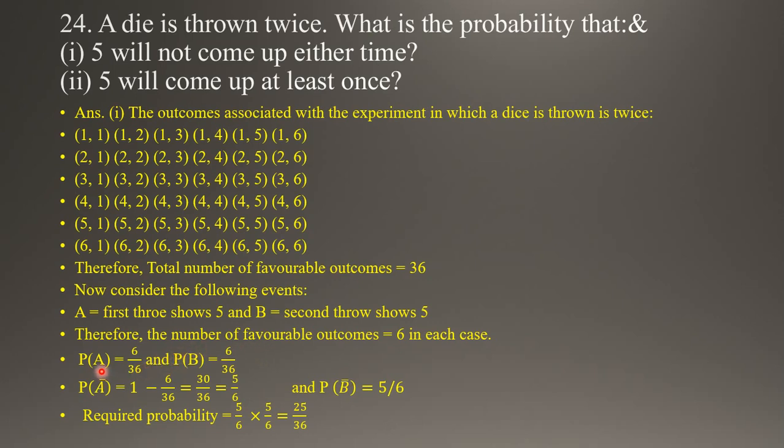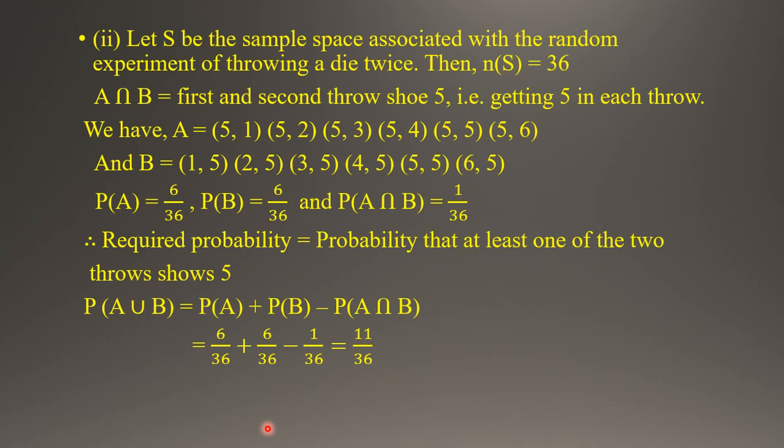Therefore, the probability P of A is 6 upon 36, P of B is 6 upon 36. Now P of not A is 1 minus P of A, which is 1 minus 6 upon 36, 30 upon 36, we get 5 upon 6. And P of not B is 1 minus 6 upon 36, what we get? 5 upon 6. Therefore the required probability is 5 upon 6 into 5 upon 6, that is, 5 will not come either time. First time not getting 5 is 5 upon 6, second time not getting 5 is 5 upon 6, so 25 upon 36.